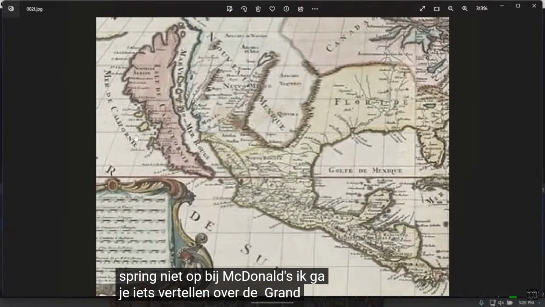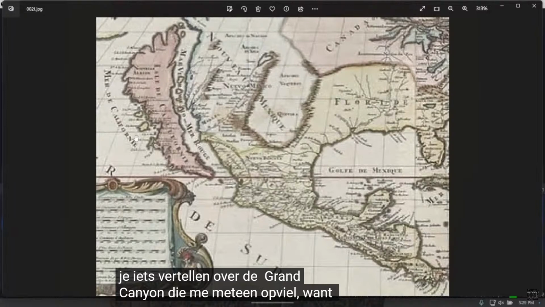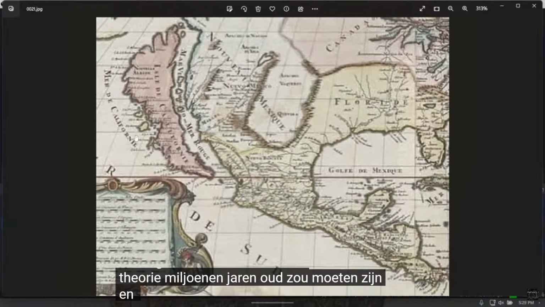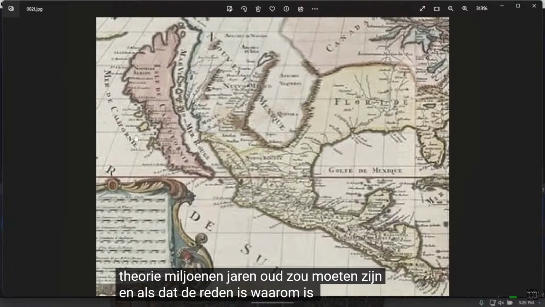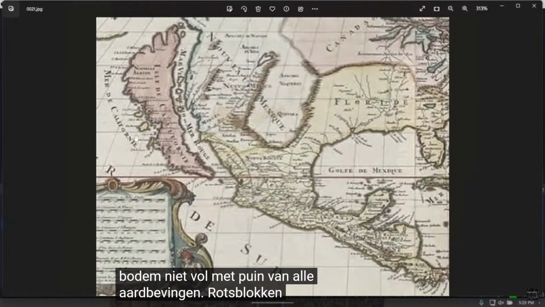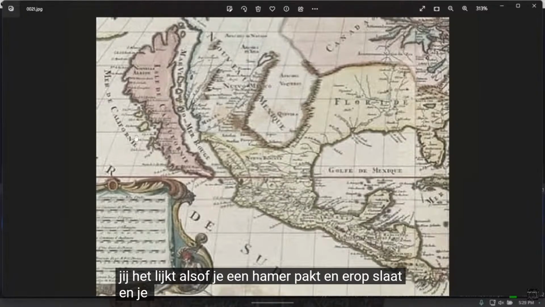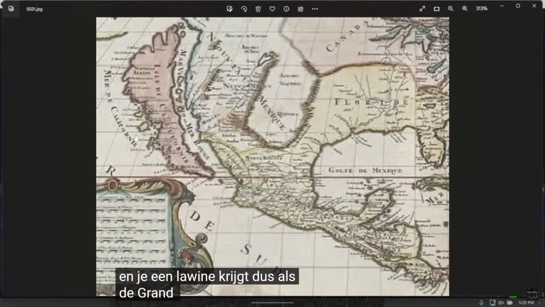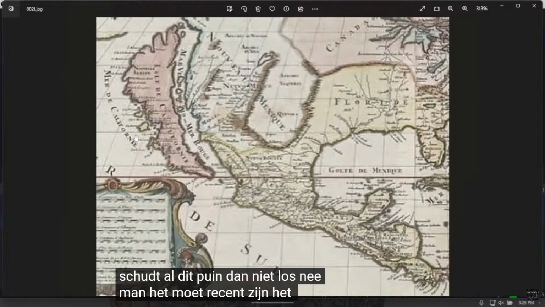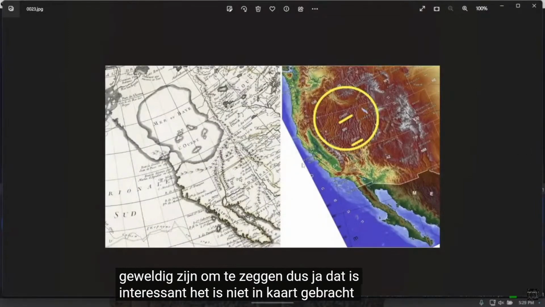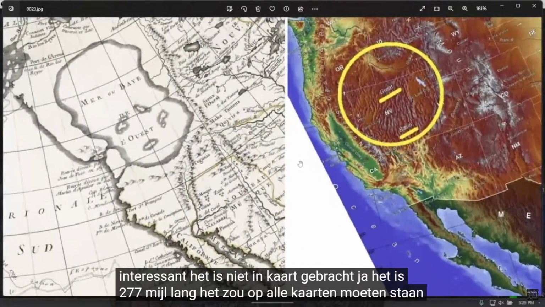I'm going to tell you something about the Grand Canyon that I immediately noticed. According to the uniformitarian theory, this is supposed to be millions of years old. And if it is, why isn't the bottom full of rubble from all the earthquakes, boulders? You can see boulders sticking out both sides. That's a good point. And there's nothing holding them. It looks like you could take a hammer and hit them, and an avalanche will happen. So if the Grand Canyon is so ancient, why hasn't all this rubble shaken loose? It has to be recent. It's very recent. There's no doubt. That'd be an amazing thing to see. So that's interesting. It's not mapped. It's 277 miles long. It should be on all the maps.